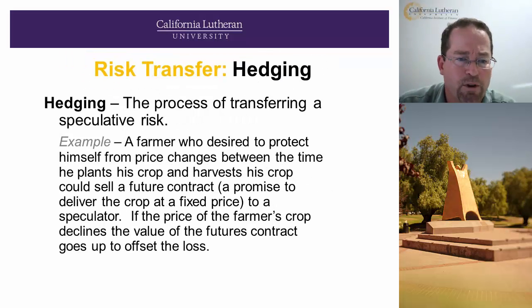Hedging. That's the process of transferring a speculative risk. For example, a farmer who desired to protect himself from price changes between the time he plants a crop and the time that he harvests a crop could sell a futures contract to a speculator. If the price of the farmer's crop declines, the value of the futures contract will go up to offset the loss.